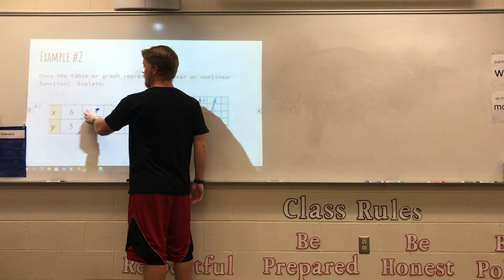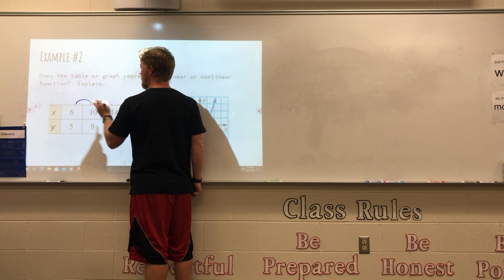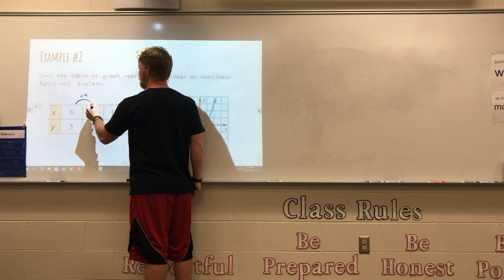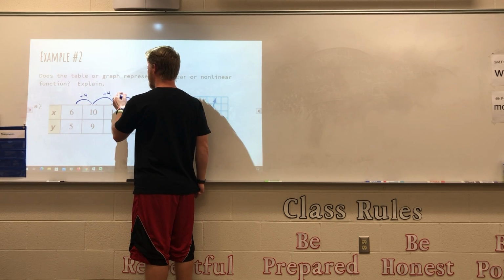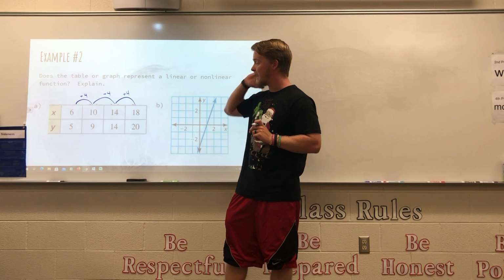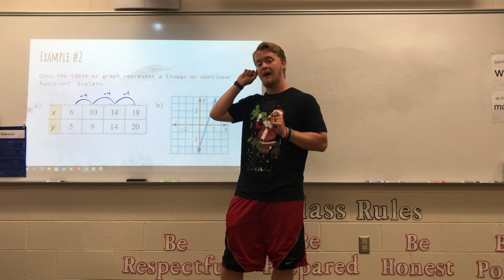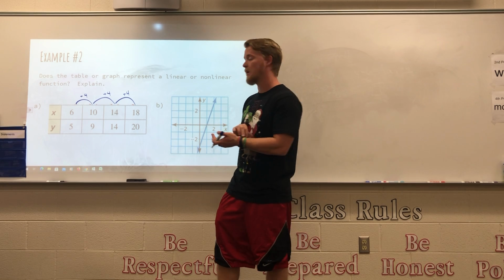So let's look at the x's first. From 6 to 10, you are adding 4. From 10 to 14, you are adding 4. And from 14 to 18, you are also adding 4. So my x's have a constant pattern of adding 4, so that's good. But then the y's have to have a constant pattern as well. So let's check those.